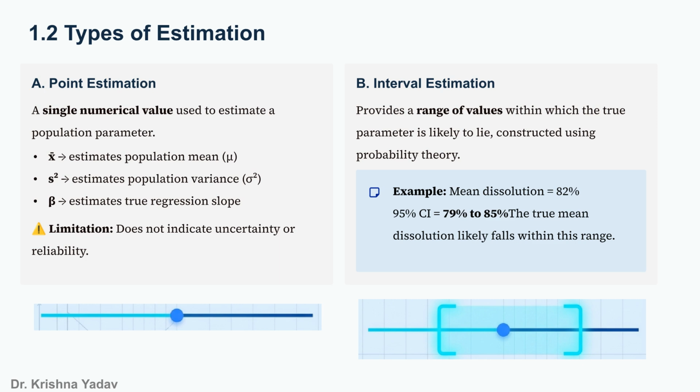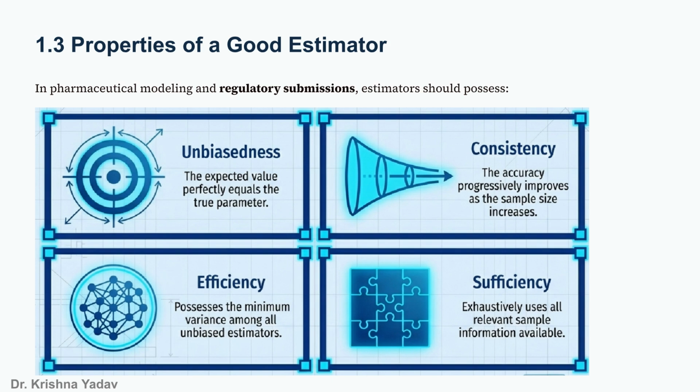There are two main types of estimation. Point estimation provides a single numerical value but does not indicate uncertainty. Interval estimation provides a range of values, such as a confidence interval, within which the true parameter is likely to lie. A good estimator for pharmaceutical modeling and regulatory submissions should possess four key properties: unbiasedness, consistency, efficiency, and sufficiency.